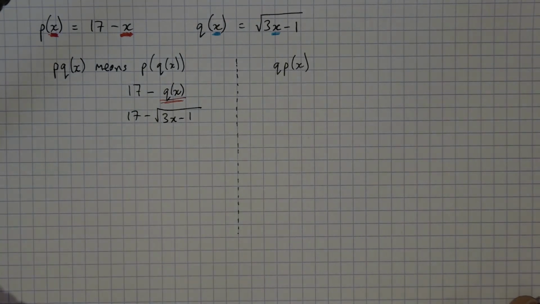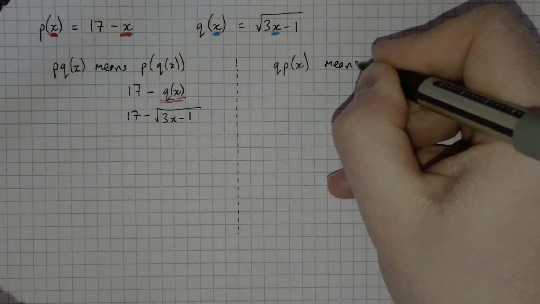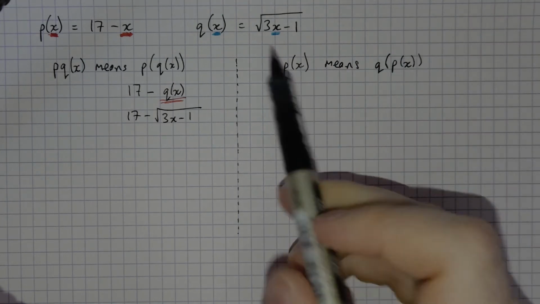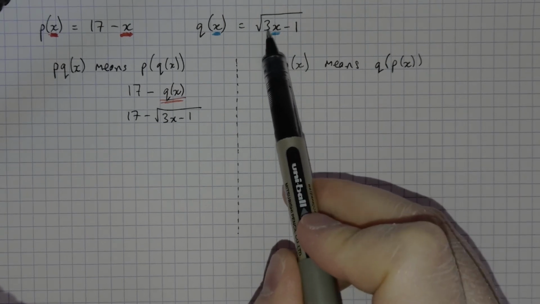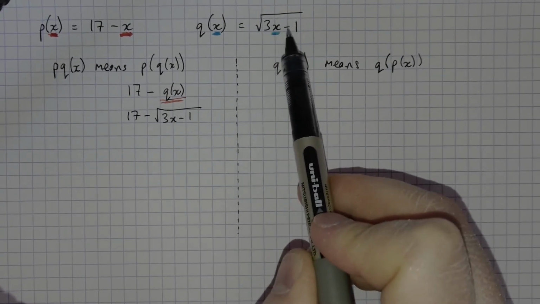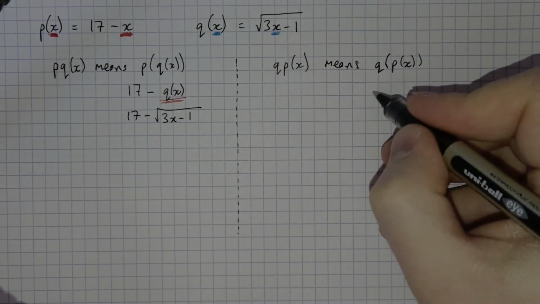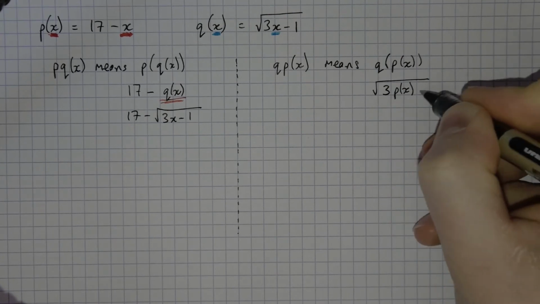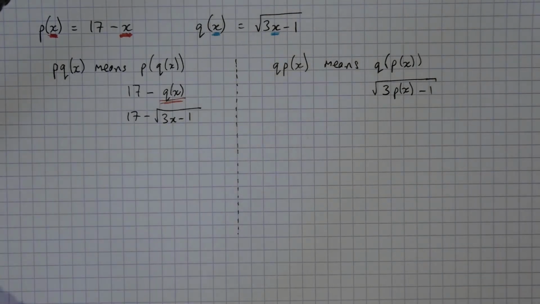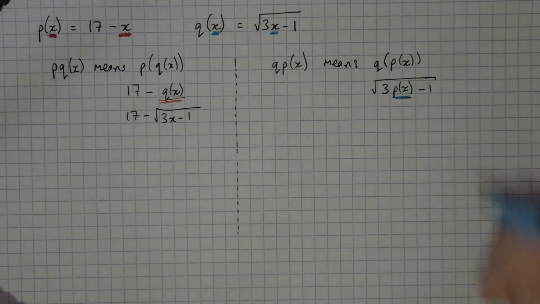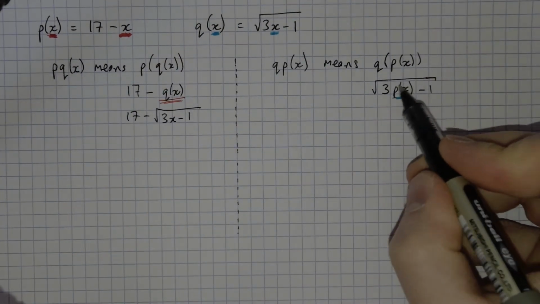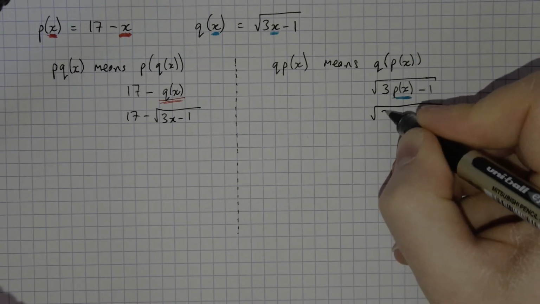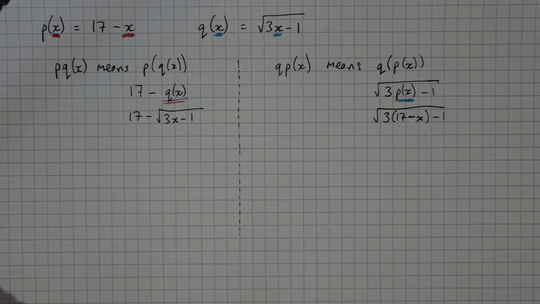For qp of x, that means that I've got to do q to whatever p of x is. Doing q is a little bit more complicated. That's times by 3, take away 1, then square root the answer. So I would have to do the square root of 3 lots of p of x, take away 1, when that's the input to the function q. Now the definition for p of x is 17 minus x. So next step, let's just replace p of x with its definition. And now I just simplify that.